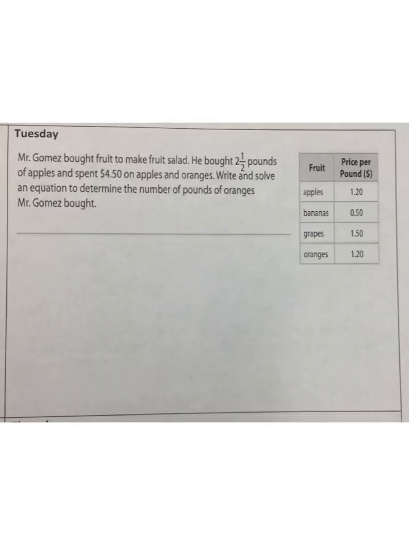Tuesday, Mr. Gomez bought fruit to make fruit salad. He bought 2.5 pounds of apples and spent $4.50 on apples and oranges. Write and solve an equation to determine the number of pounds of oranges Mr. Gomez bought.